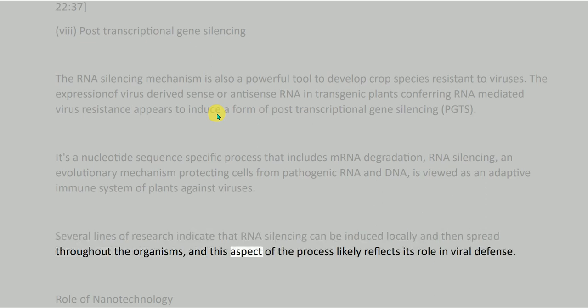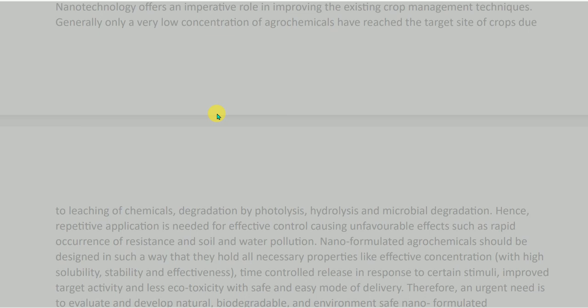Role of nanotechnology. Nanotechnology offers an imperative role in improving the existing crop management techniques. Generally, only a very low concentration of agrochemicals reaches the target site of crops due to leaching of chemicals, degradation by photolysis, hydrolysis and microbial degradation. Hence, repetitive application is needed for effective control, causing unfavorable effects such as rapid occurrence of resistance and soil and water pollution. Nano-formulated agrochemicals should be designed in such a way that they hold all necessary properties like effective concentration with high solubility, stability and effectiveness, time-controlled release in response to certain stimuli, improved target activity and less ecotoxicity with safe and easy mode of delivery. Therefore, an urgent need is to evaluate and develop natural, biodegradable, and environment-safe nano-formulated compounds.